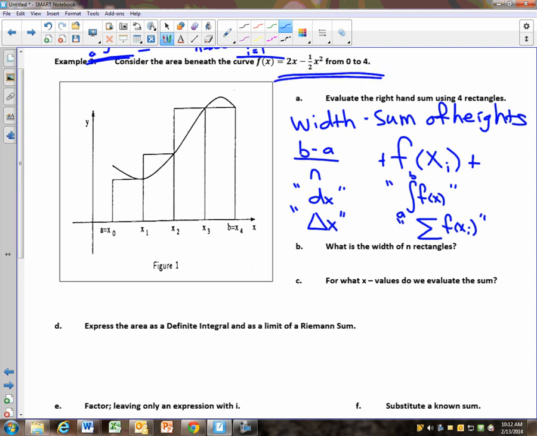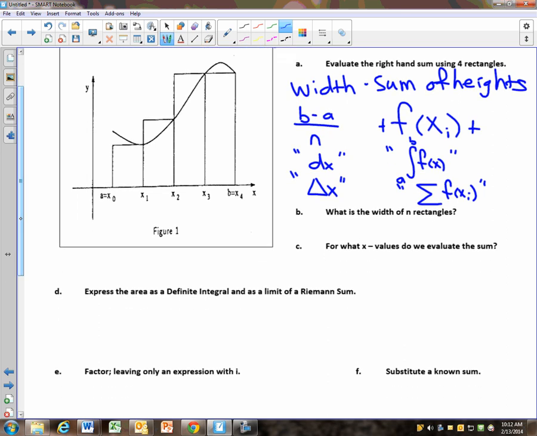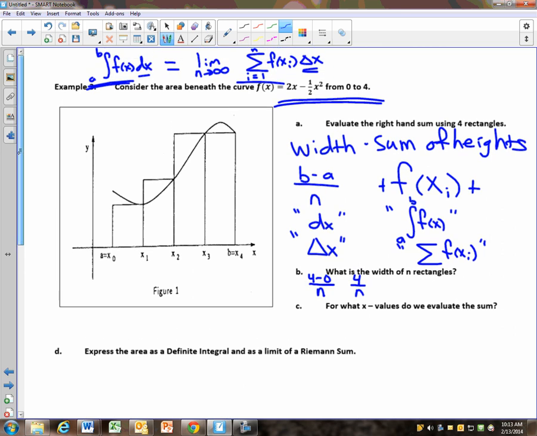That's our function, 2x minus 1/2 x squared. Oh boy. We're going to go from 0 to 4. So, what is the width? I take b minus a, and I divide it by the number of rectangles. How many rectangles? N rectangles. So I have 4 over n. I'm sorry, 4 over n is the width of each rectangle. So I have my delta x. That's the part I got.